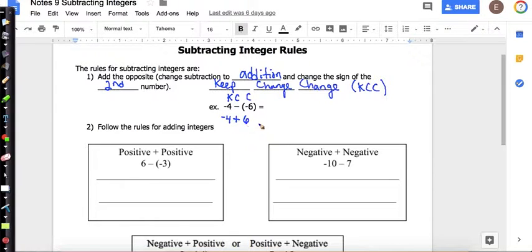So -4 plus 6, remember your rules of addition. If the signs are different, subtract. 6 minus 4 is 2. And we're going to keep the sign of the most, so the answer is +2.